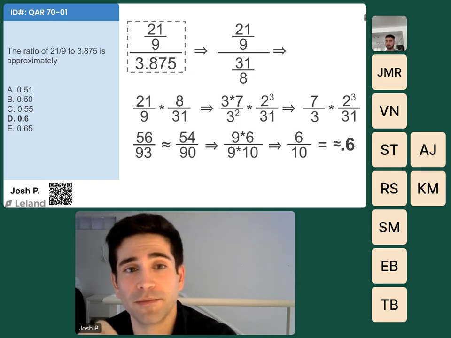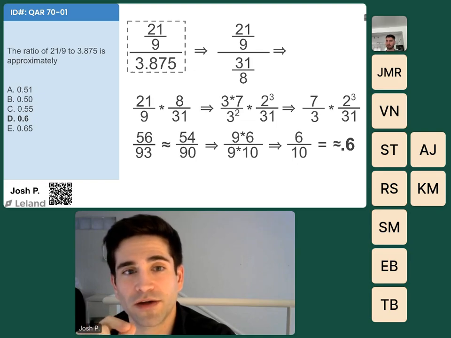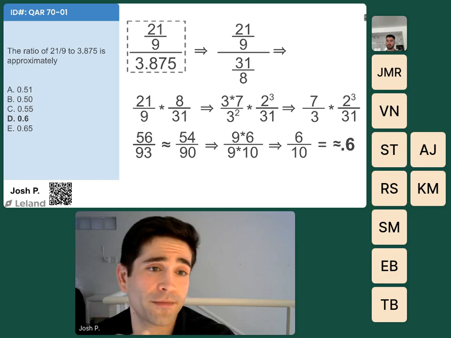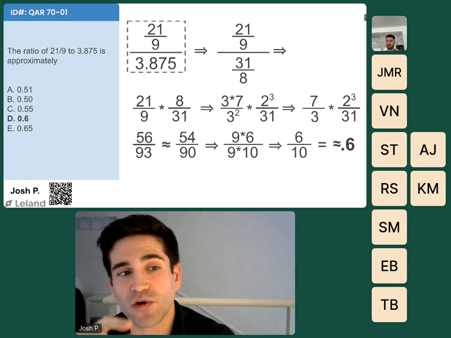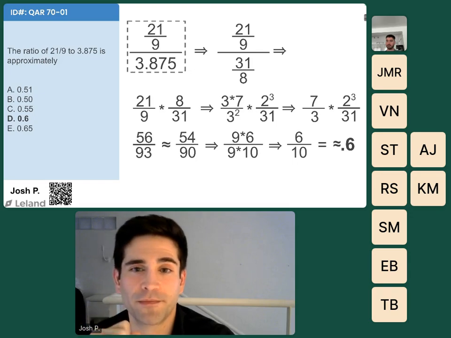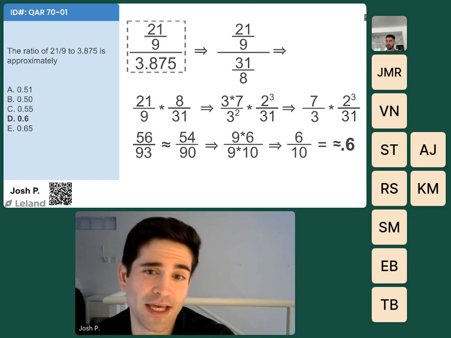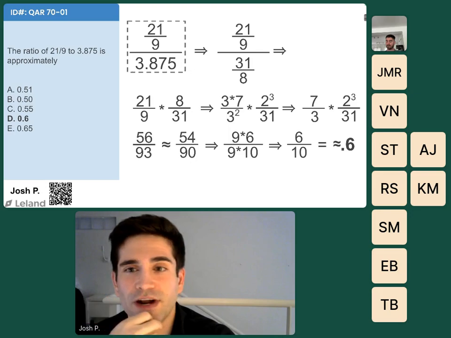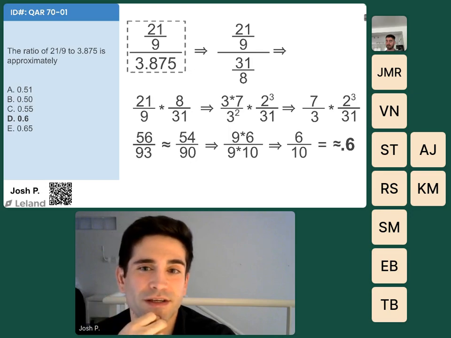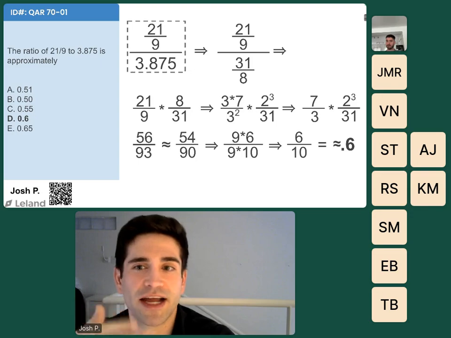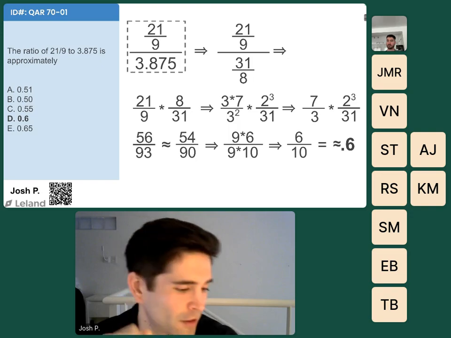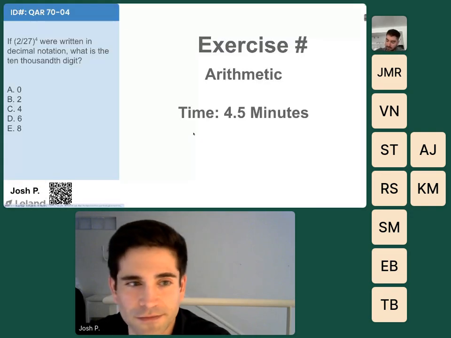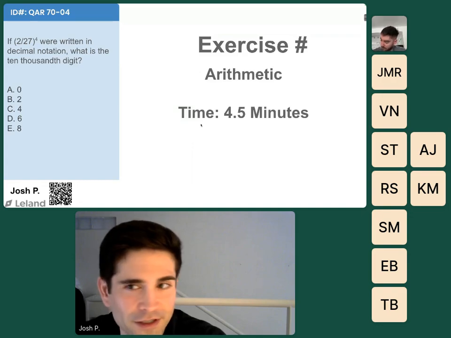Initially, it might be tempting to round 3.75 to 4, given the question asks for an approximation. But given how close each answer choice is to one another, rounding to 4 is going to influence the fraction value too much, and you can easily get a wrong answer choice. Great. Let's go on to the next exercise. You have 4.5 minutes.